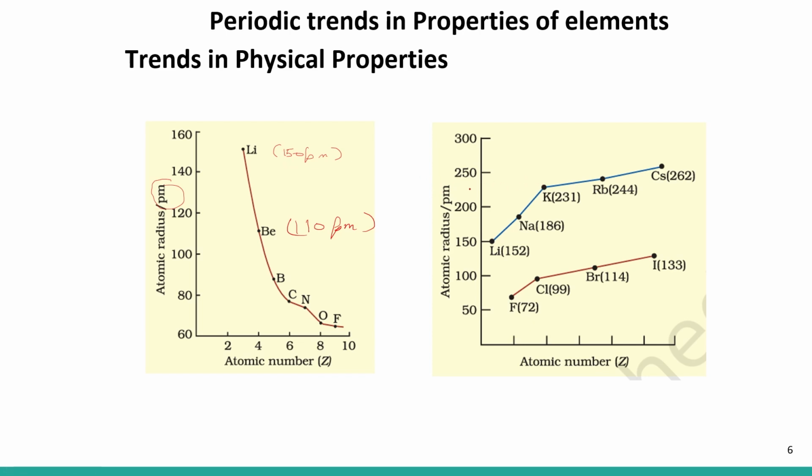Now if we consider a group, we are moving from lithium to sodium to potassium, then rubidium, then cesium. We see that atomic radius is increasing across a group. Why is it so? The reason is very simple. For lithium, there are two shells, the first shell and the second shell.